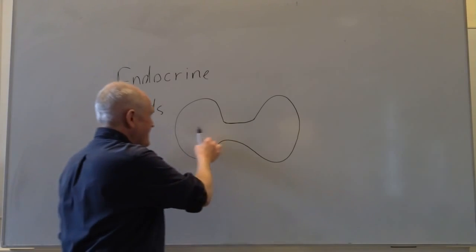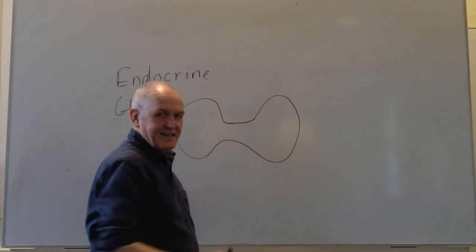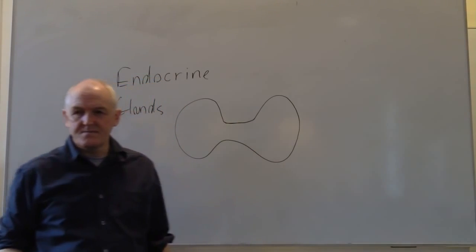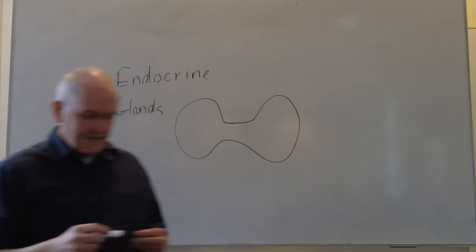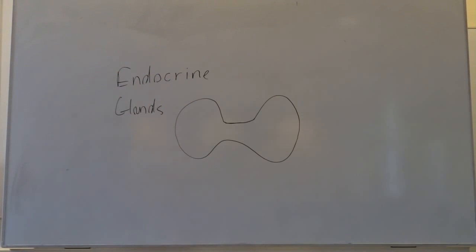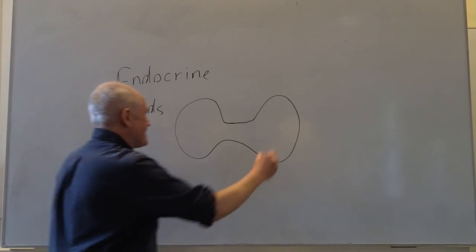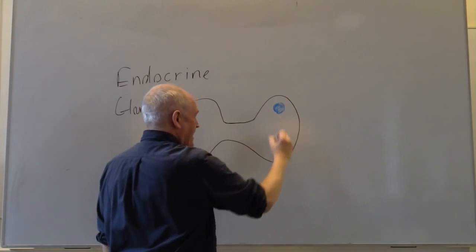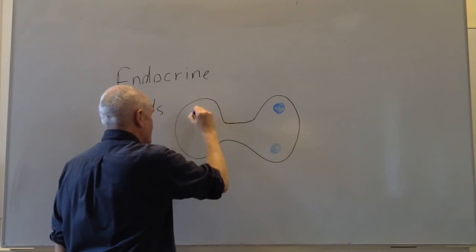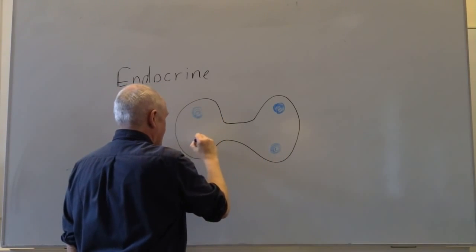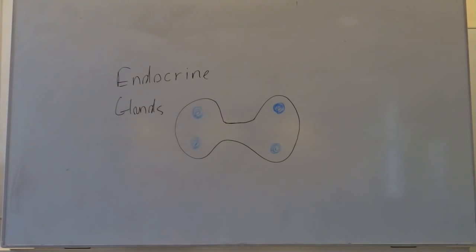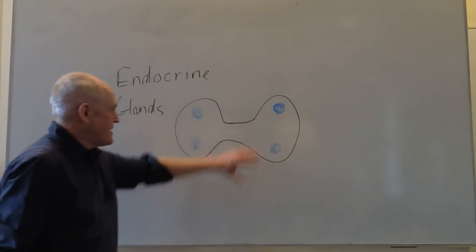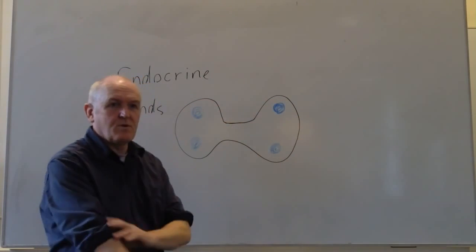A lobe on either side, joined by an isthmus in the middle. So 2 lobes, and within each lobe of the thyroid gland, at the back, there are 4 smaller glands as well. One there, one there, one there, and one there. 2 in each lobe, 1 in each part of each lobe towards the back.